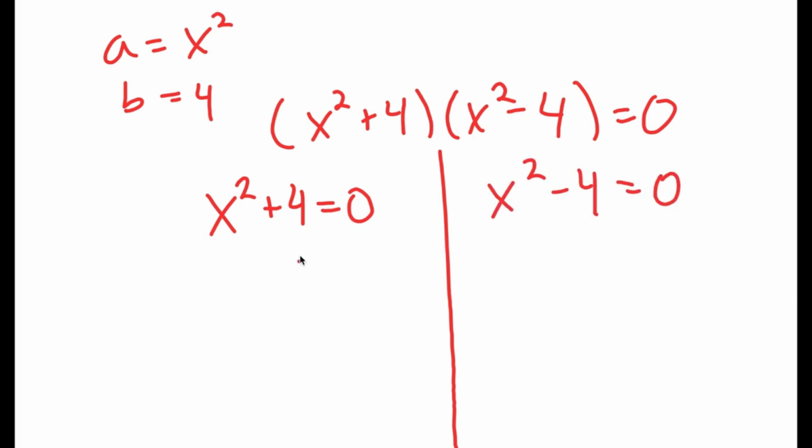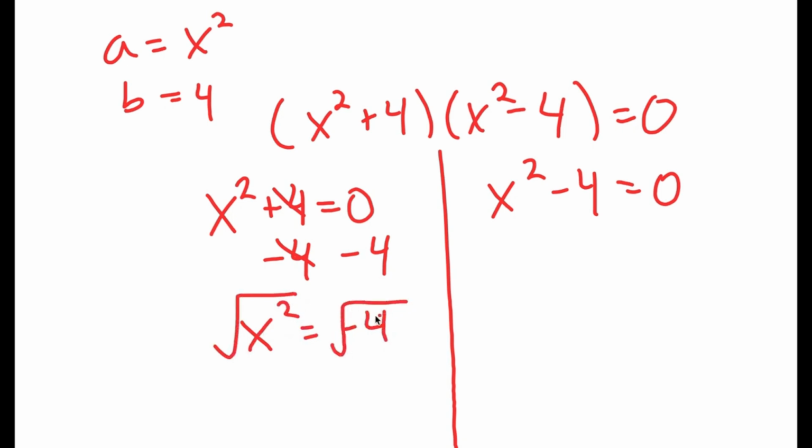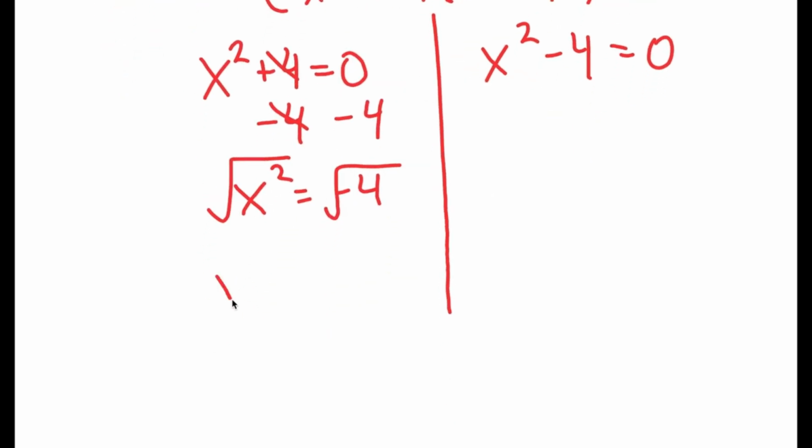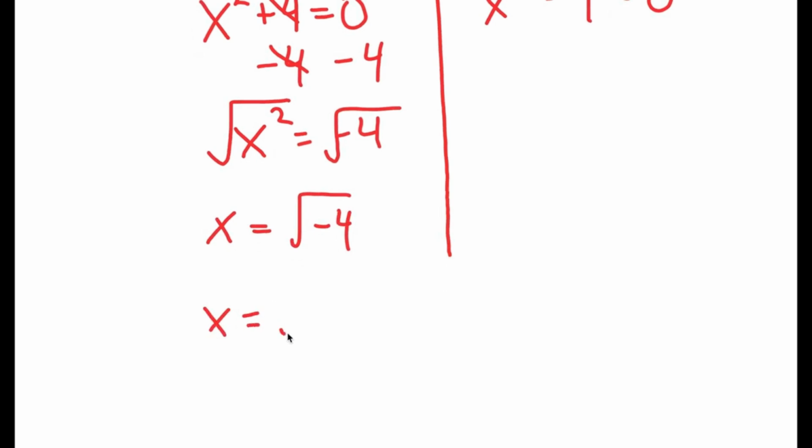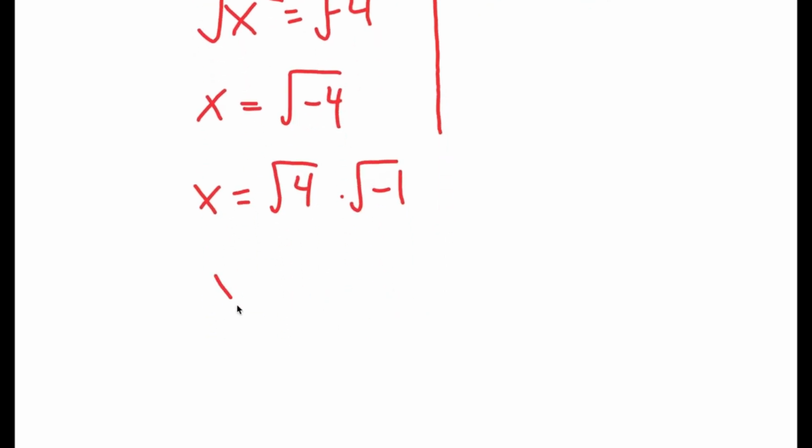So for x squared plus 4 equals 0, I'm going to subtract 4 on both sides. So I get x squared is equal to -4. And now I'm going to take the square root on both sides. The square root of x squared is simply x. So I get x equals the square root of -4. Now the square root of -4 is the same thing as the square root of 4 times the square root of -1. And the square root of -1 is equal to i, so I get x is equal to 2i. And this is positive or negative.